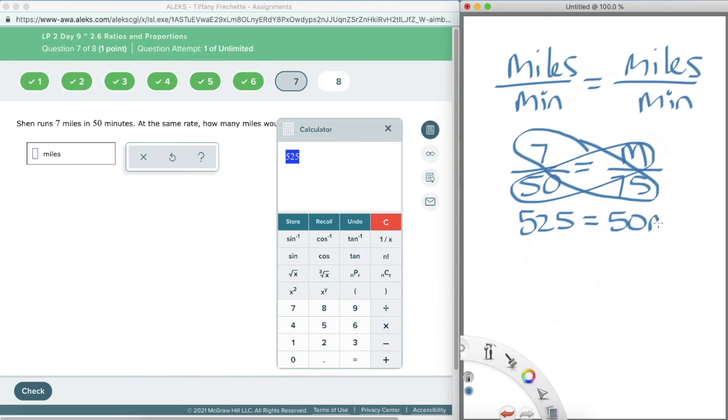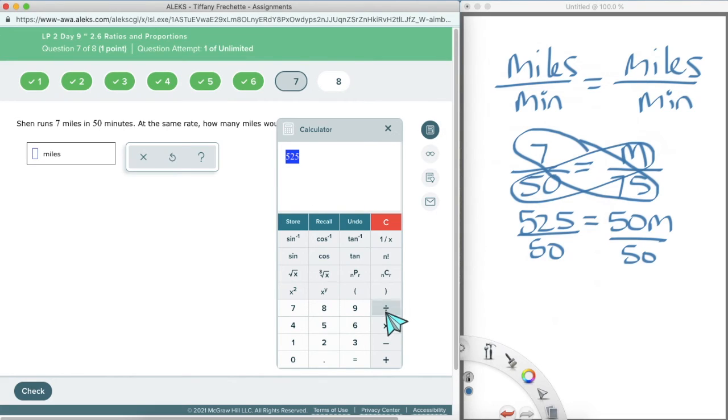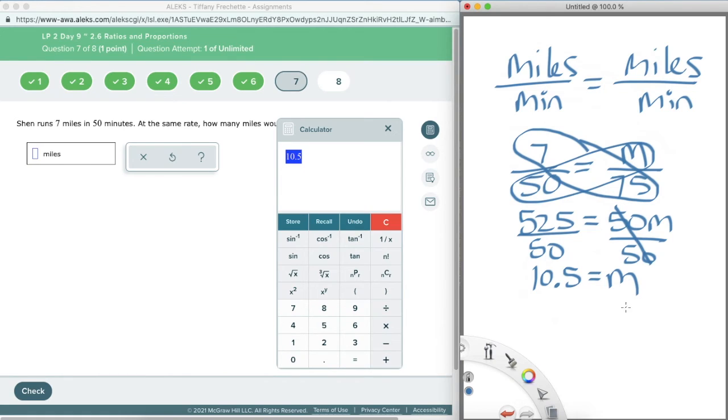So now my goal is to get m by itself. I'm multiplying by 50, so I'm going to divide by 50 on both sides. So 525 is already in there, and I can hit divided by 50 equals, so it's going to be 10.5 equals 50 divided by 50 cancels, so m. So the number of minutes is going to be 10.5 minutes on this one.